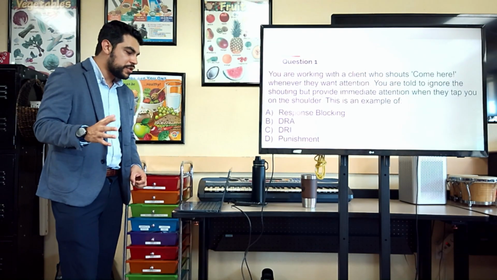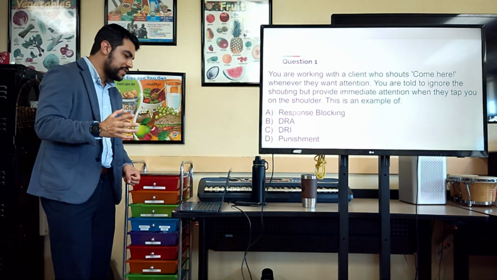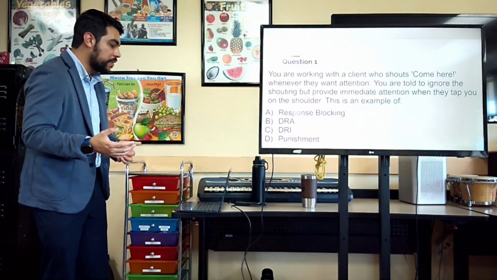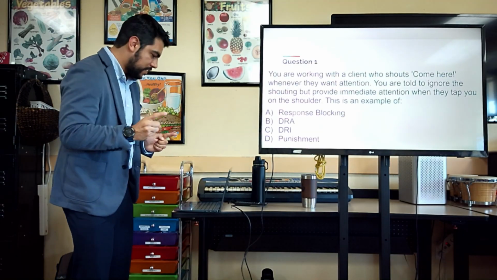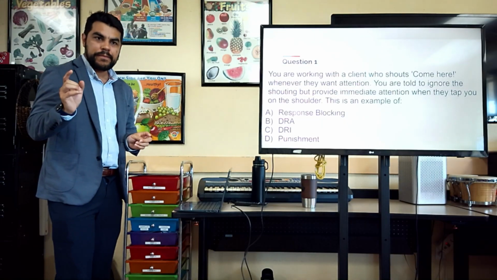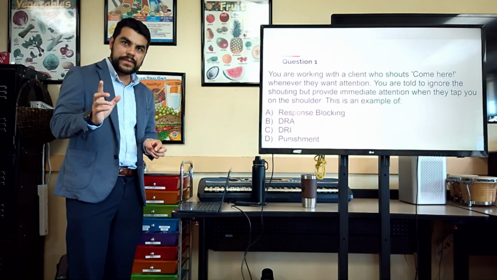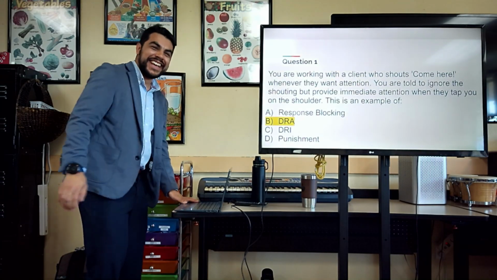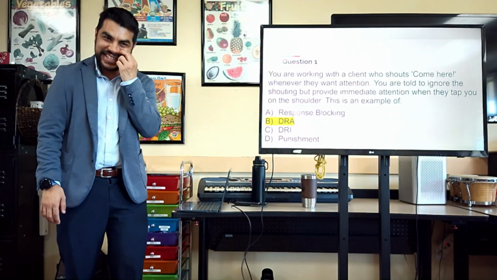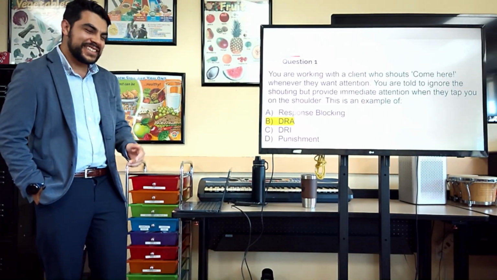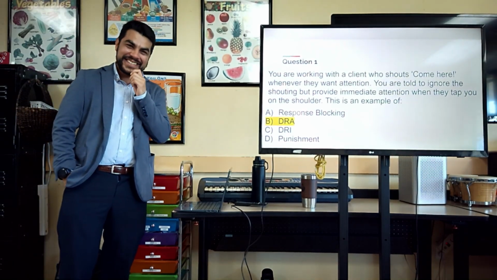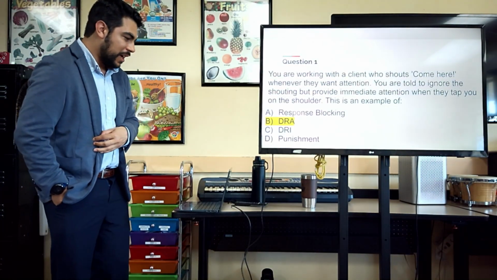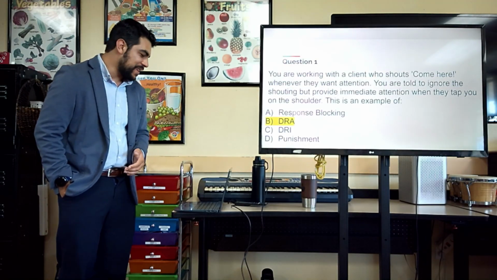Okay, you're working with a client who shouts, "Come here," when they want attention. So you are then told to ignore the shouting, but provide immediate attention when they tap you on the shoulder. What is this an example of? I'm hearing B. Yes, it's DRA. Yes, differential reinforcement. So the yelling is placed on extinction, and then the appropriate response is reinforced. So it is B.